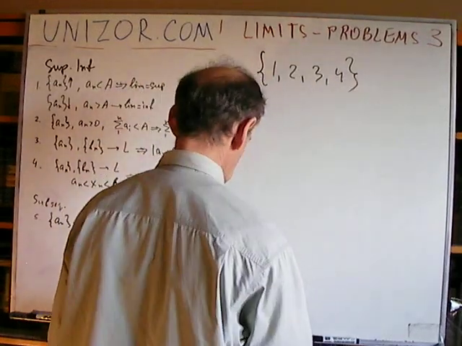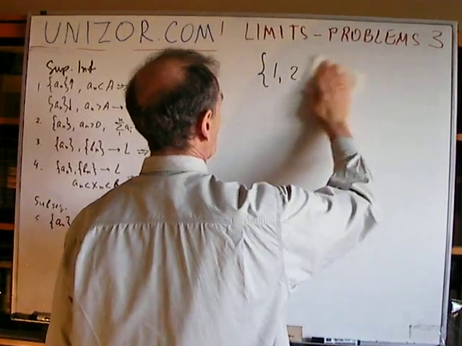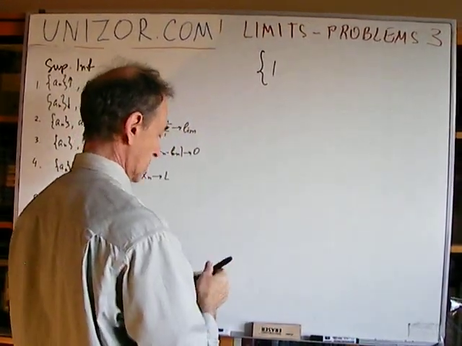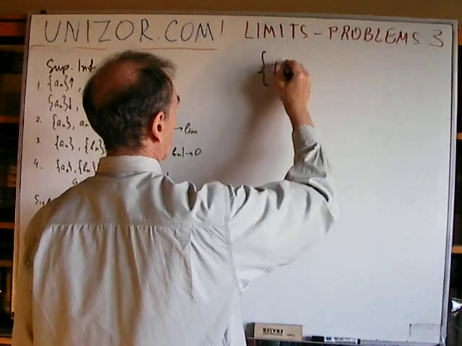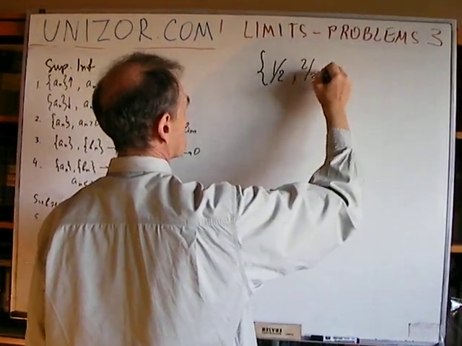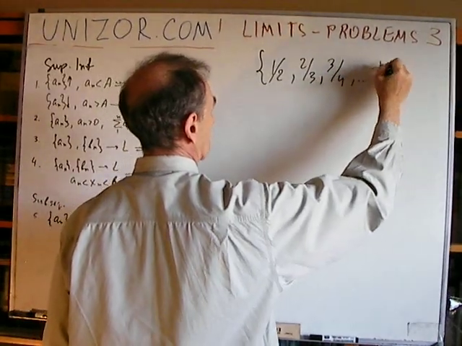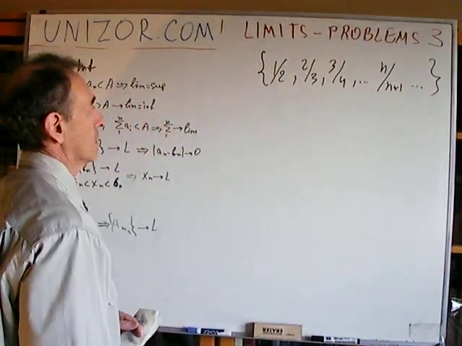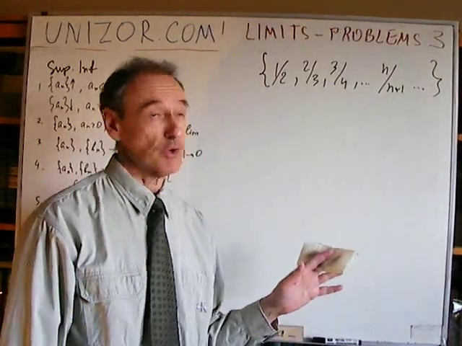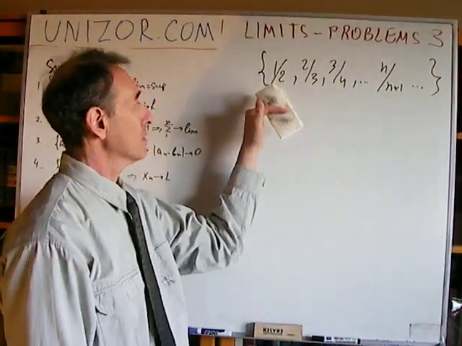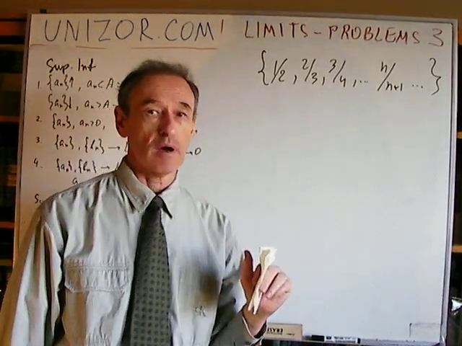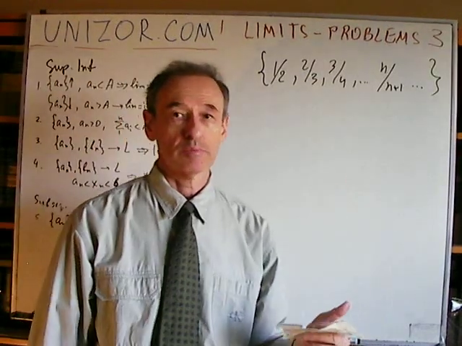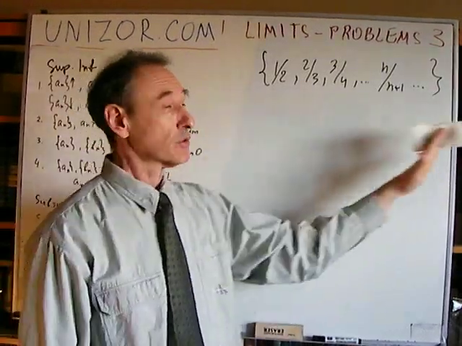So instead of this, I will use the following sequence: 1/2, 2/3, 3/4, etc., n over n plus 1, etc. Now, minimum, actually, we can talk about 1/2. Then our elements are increasing, obviously. And, well, how about the maximum? It's infinite. It's infinitely increasing.